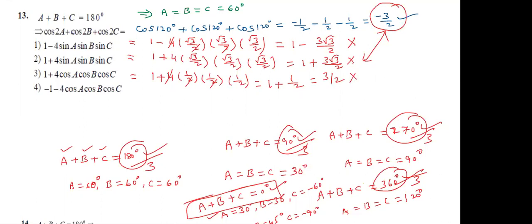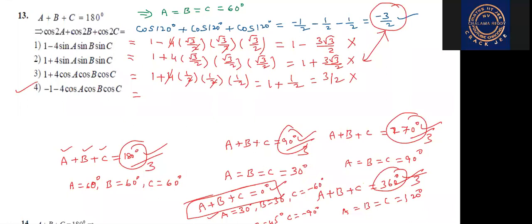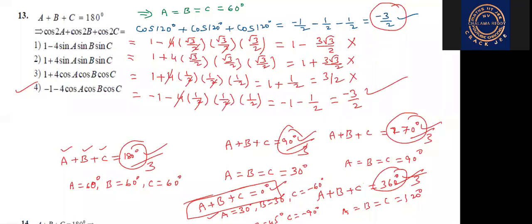If the first three options are wrong, then what is correct? Fourth option, or not? But we want to solve that. Minus 1, minus 4 into 1 by 2, 1 by 2, 1 by 2. 2, 2, 4 cancel. Minus 1 by 2, minus 3 by 2. Yes, it is satisfied or not? Finally, which option is correct, students? Fourth option. This is a shortcut method.